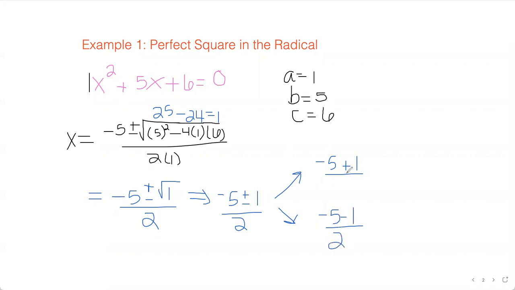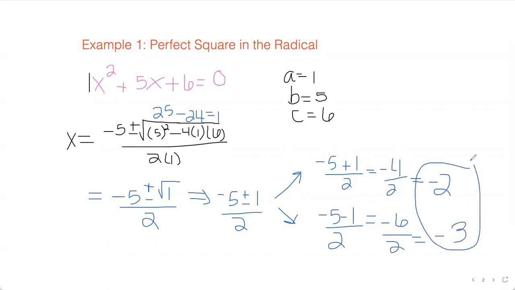Then order of operations: we want to do the top of this fraction first. That'll be negative 4 over 2, which is negative 2. And then negative 5 minus 1, which is negative 6 over 2, and that gives me a negative 3. So my 2 solutions are x equals negative 2 and x equals negative 3, and those are the points where the parabola is going to cross the graph. So that is example number 1, type 1, where we have a perfect square in the radical.